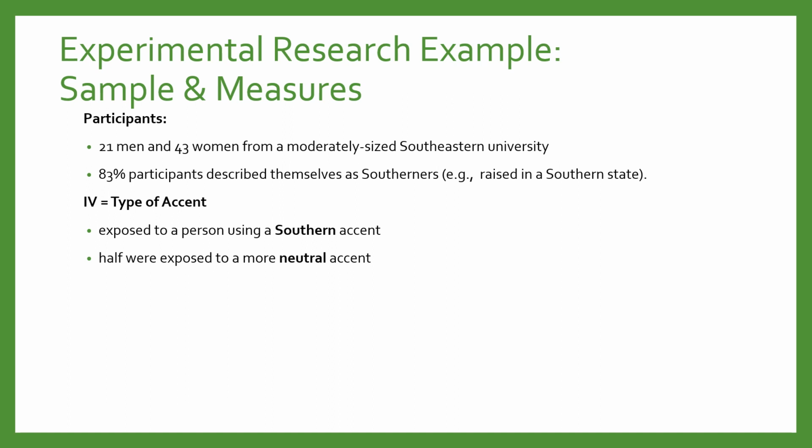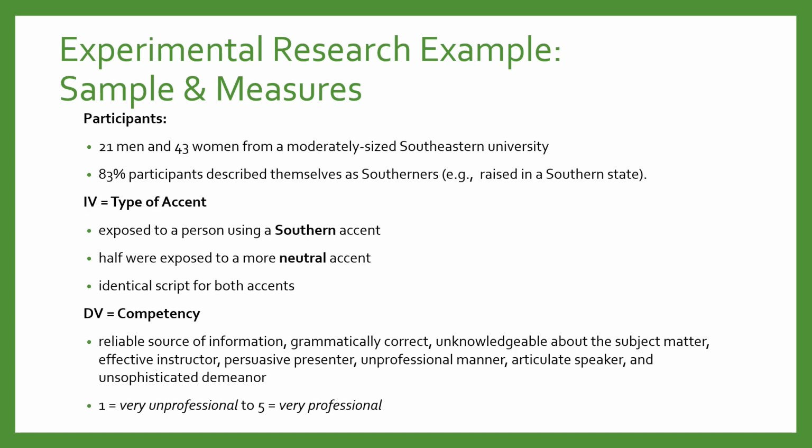The independent variable here is the type of accent, right? So either a Southern or a neutral accent. And keep in mind that both conditions had an identical script and also an identical voice, just the accent changed. The dependent variable was the perceived level of competency. So after people listened to those scripts or whichever script they received, they then did a survey to rate how competent they thought the speaker was.